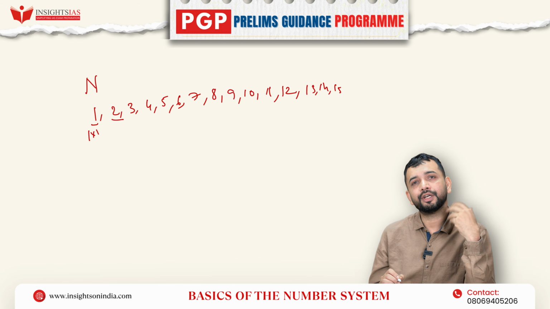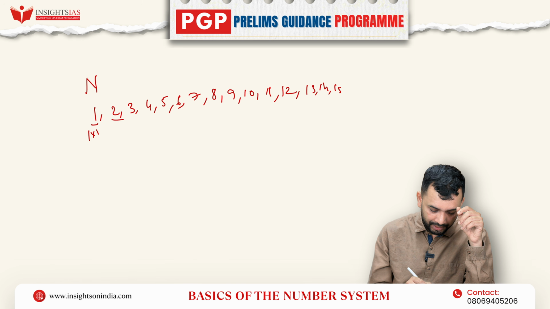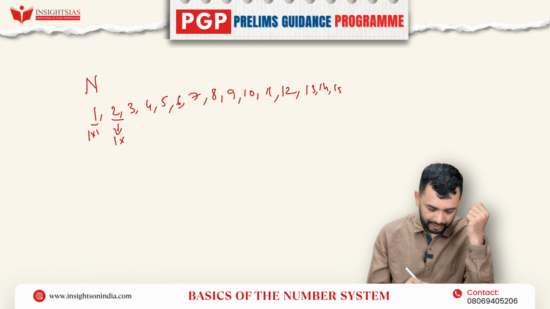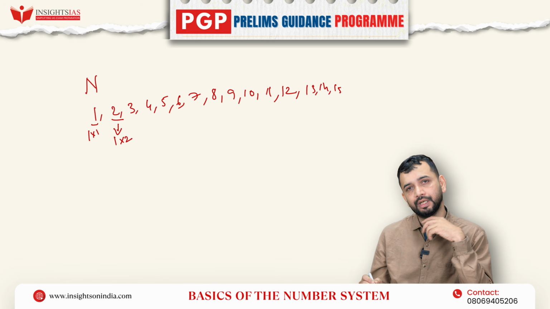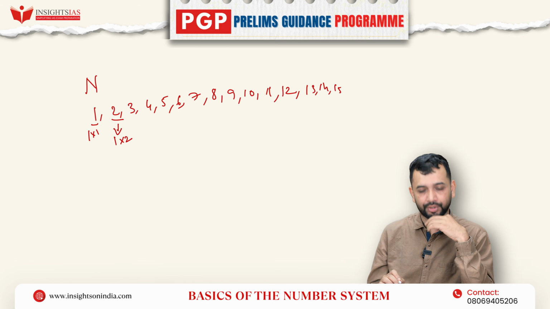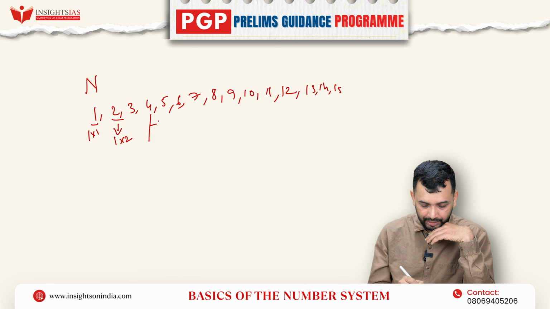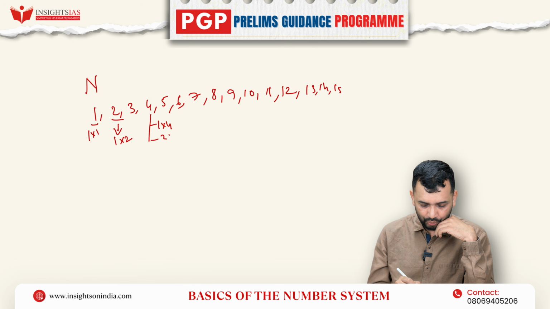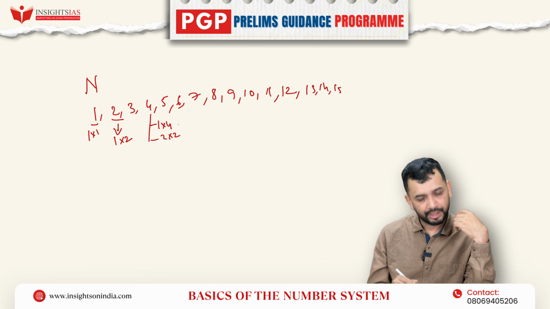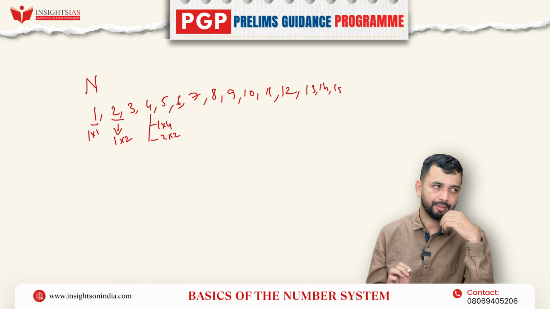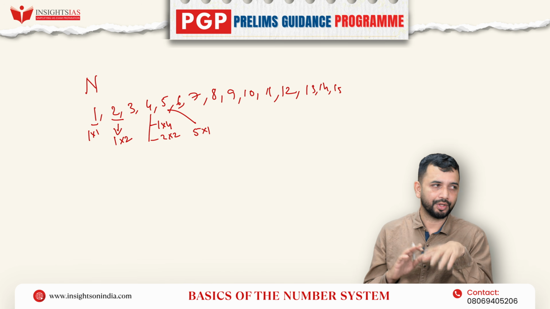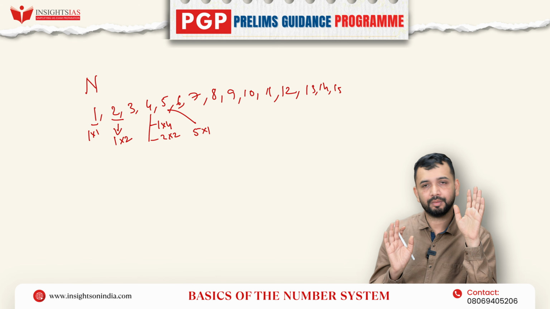Now, if I consider 2, what will it be divisible by? It will be divisible by 1 2s also, 2 1s also. That means it will be divisible by both 1 and 2. Now, if I look at 4, it will be 1 into 4 also, or 4 into 1 also. Similarly, 2 2s are 4. That means it will be divisible by 1, by 4, and by 2. Similarly, if I take 5, 5 is 5 into 1 or 1 into 5. So it is divisible by 1 and 5.